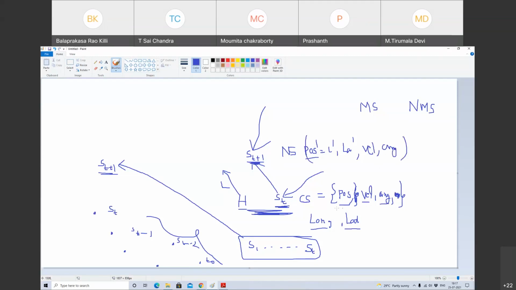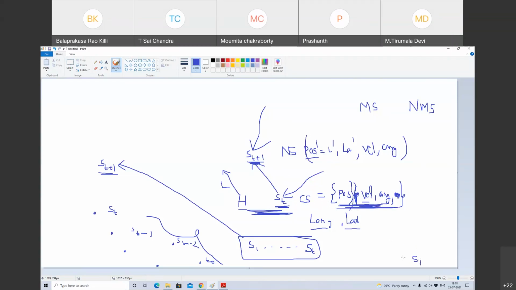So this kind of state representation is called Markov state. From the state information alone, you can determine the next state. Whereas with position information alone, from the current state, you may not be able to determine the next state. For this, what you have to know? You have to know from the beginning, from S0, S1.